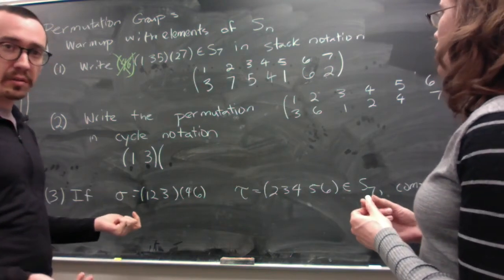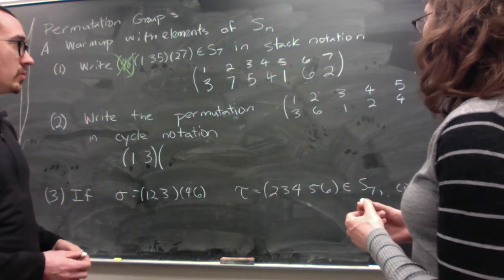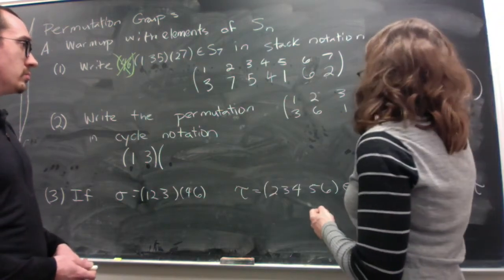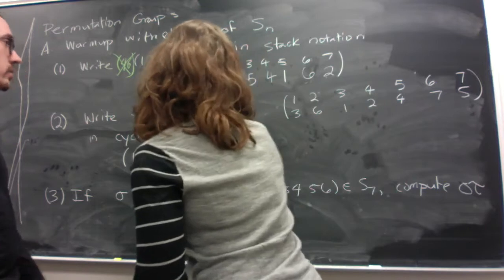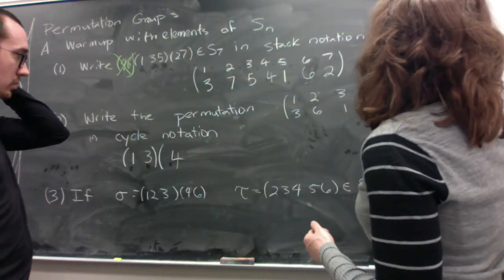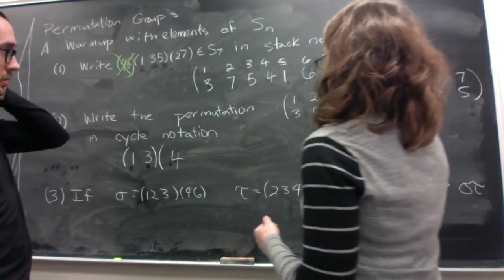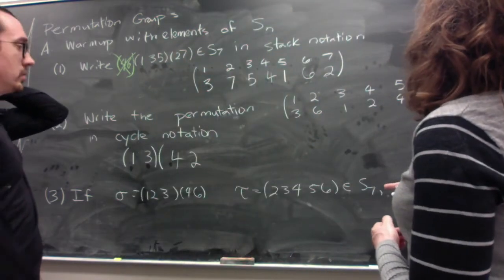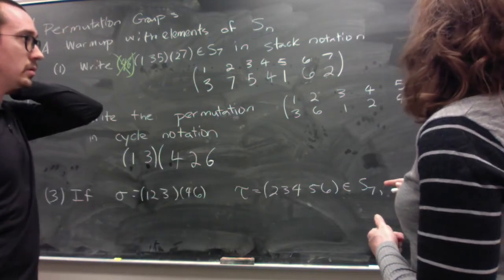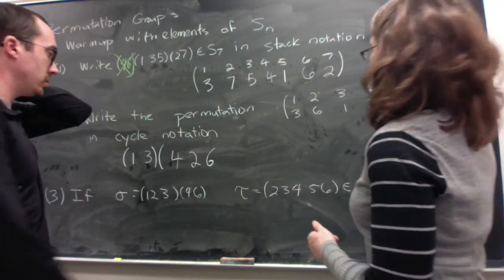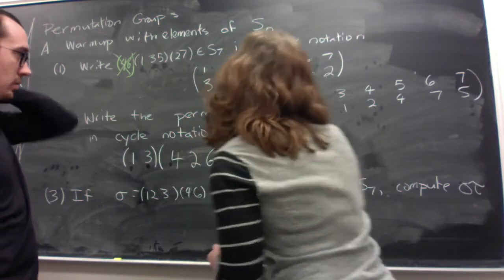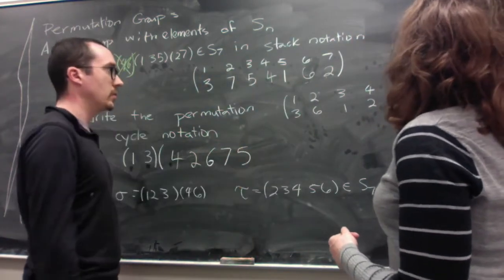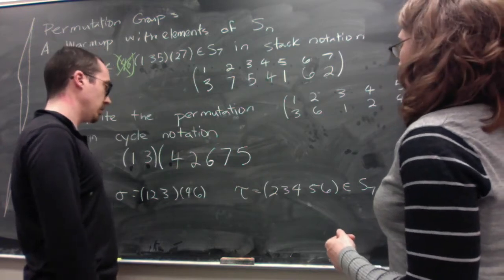The next one we don't know what has happened to. Okay, so 4? Sure, let's do 4. So 4 goes to 2, is what this tells us. And then 2 goes to 6. And 6 goes to 7. And 7 goes to 5. And 5 goes to 4. Oh, and that's where we started.